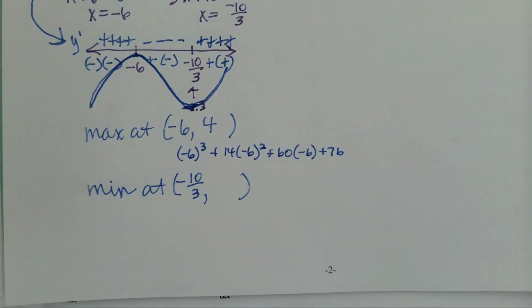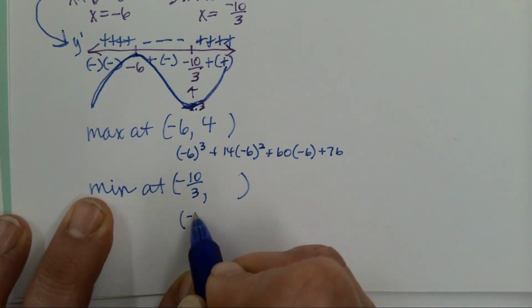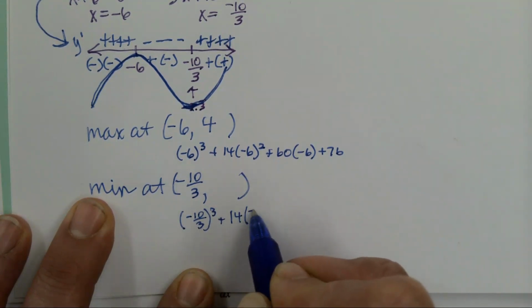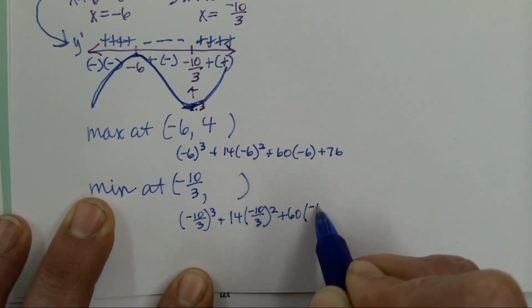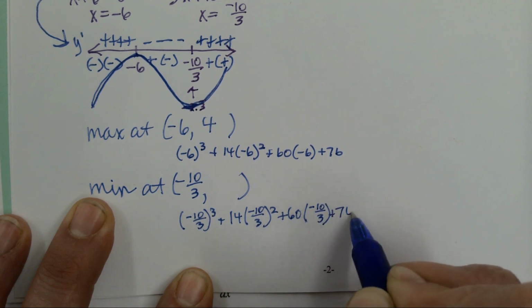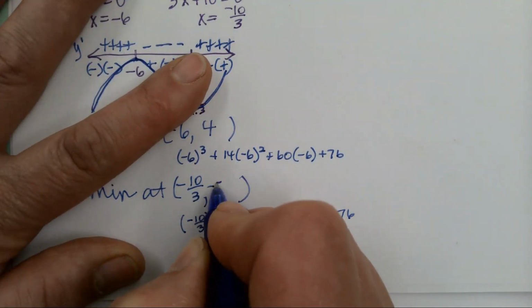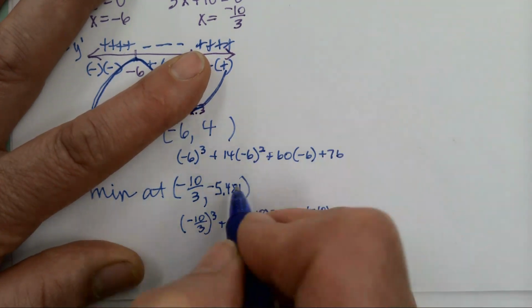Anybody agree with that? Yep, I got a couple of nods. Awesome. I'm going to do this next one. Negative 10/3 cubed plus 14 times negative 10/3 squared plus 60 times negative 10/3 plus 76. Negative 5.481. Okay, anybody agree? Negative 5.481, like what repeats? The 481. The whole 481, 481, 481.